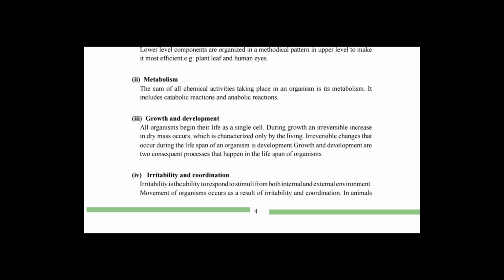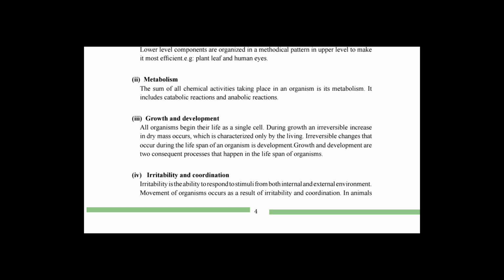Example is cellular respiration. Anabolic reactions are synthesizing compounds using energy. Examples are photosynthesis, carbohydrate synthesis, protein synthesis and all. You don't need to remember that. We will be studying about that later. So for now, remember this metabolism includes catabolic reaction and anabolic reaction.